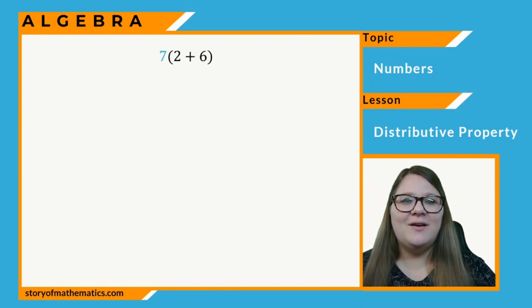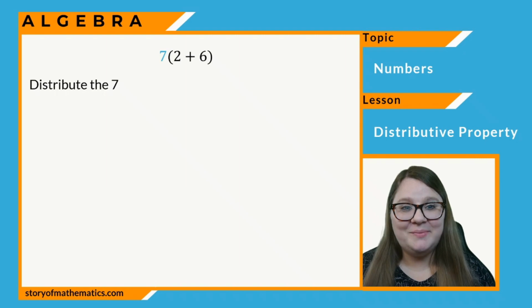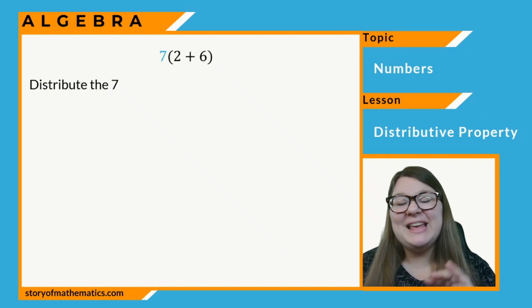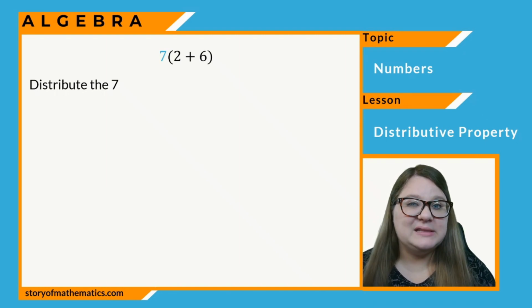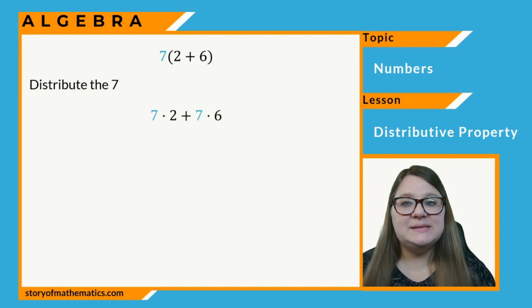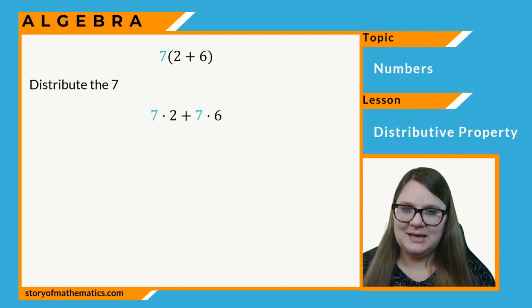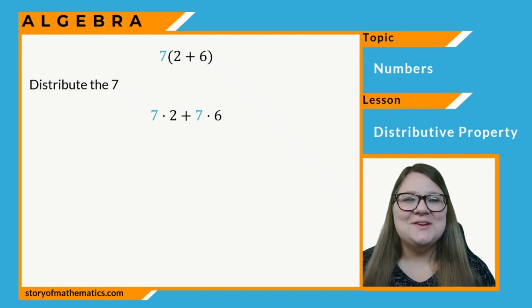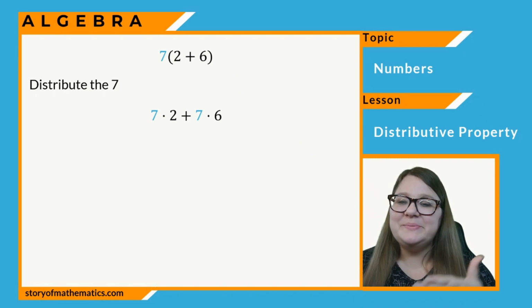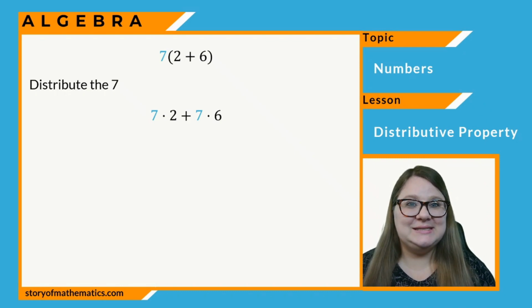We're going to take that 7 on the outside and we're going to distribute it. That means we're going to multiply each of the things inside the parentheses by the 7. So now it's going to be 7 times 2 plus 7 times 6. Notice that, again, we've done the multiplication for each term in the parentheses.